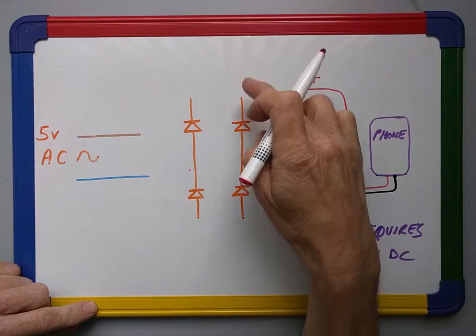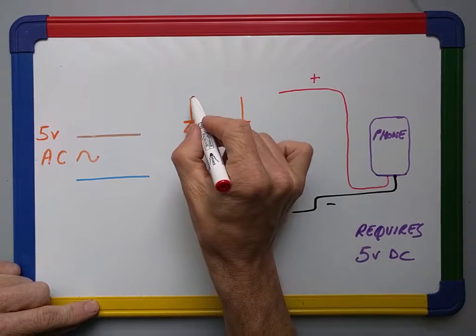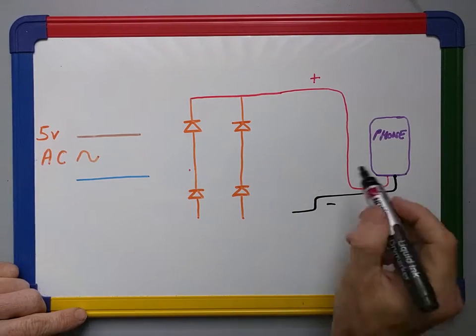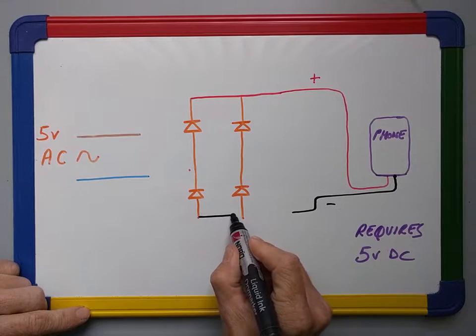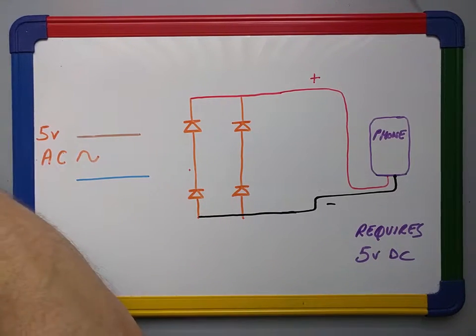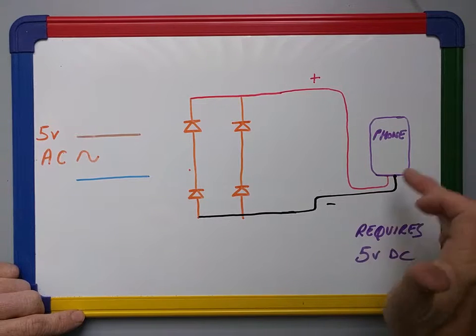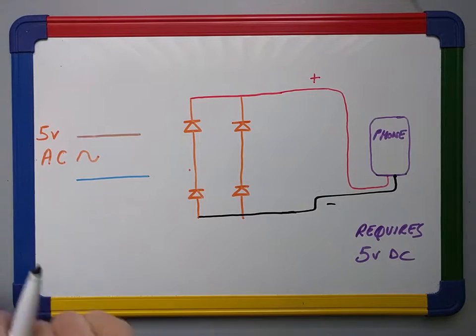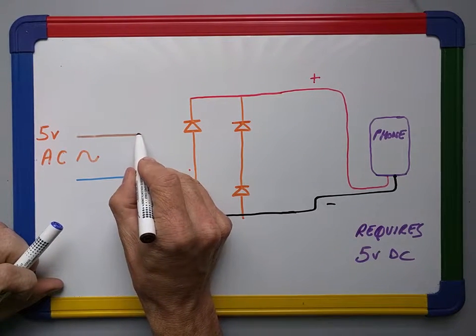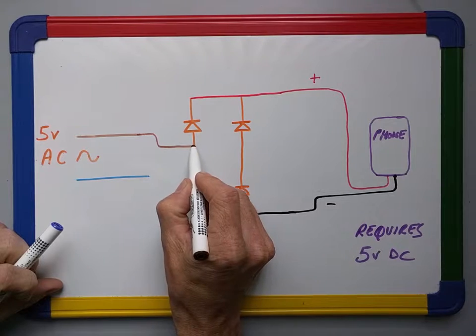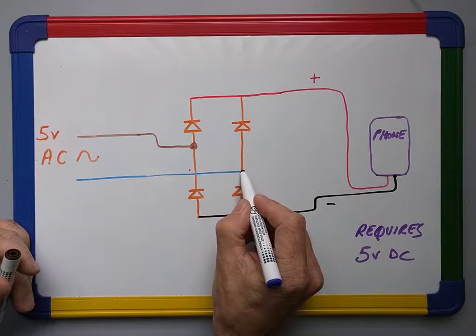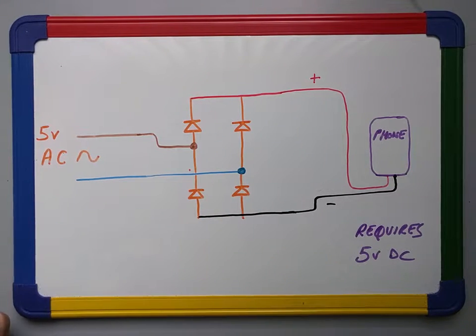You know that the current wants to flow through these diodes up the way, so this is going to be the positive here, and then it wants to return, having gone through the phone, along the bottom here. So top and bottom supply the positive and negative to the phone. That's where the DC is going to come out. The AC then goes into the only other place we have available, which is here and here. Now let's look at how this arrangement works.